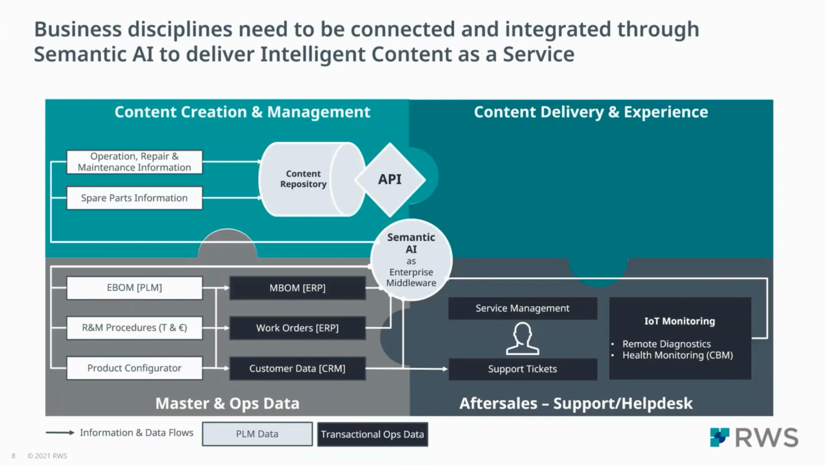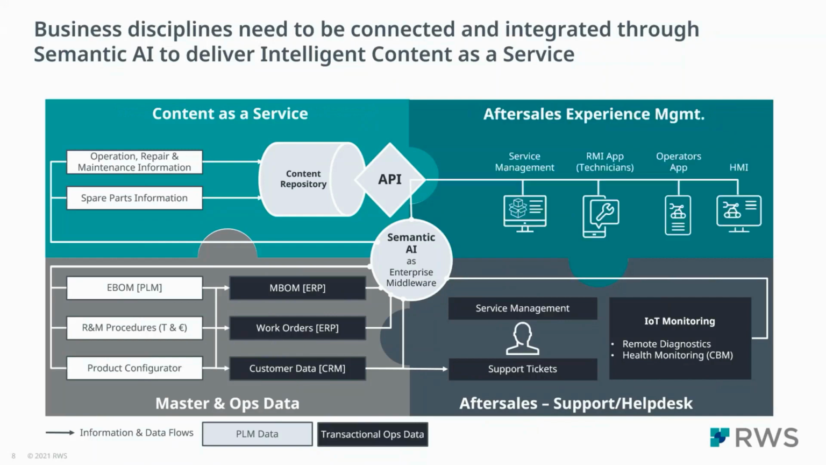And you extend the content creation and management area by a content as a service approach. So the content actually sits there and provides an API that is also using the semantic AI capabilities in order to filter the content by front-end application. And therefore, you change your content management into a content as a service approach.